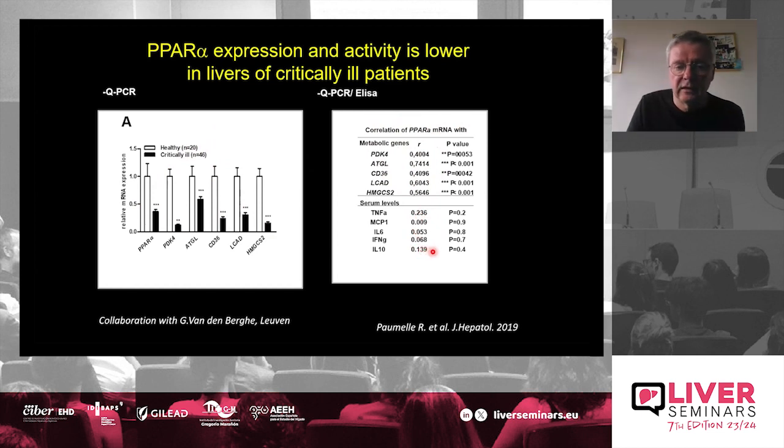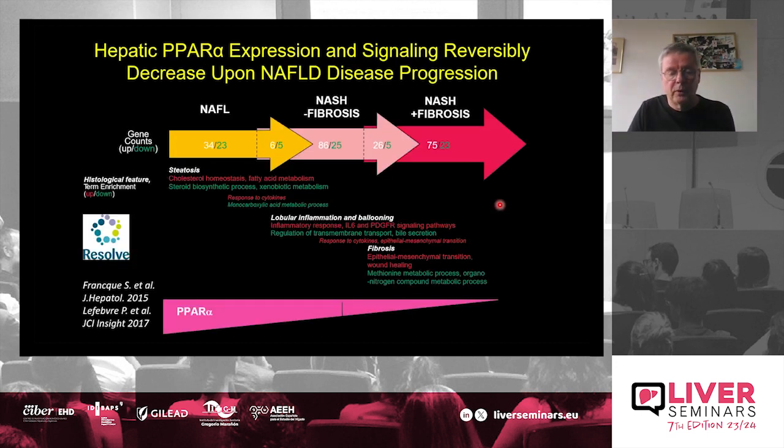So indicating that under these conditions in this critically ill liver, there is indeed a downregulation of HepID transcription factors, in this case PPAR alpha, and we haven't looked at other ones, unfortunately. And this leads also to a decommissioning of the expression of important metabolic factors. And so this is exactly what we see also when we look in this study in the progression from fatty liver to NASH plus fibrosis. We see a downregulation of PPAR alpha.